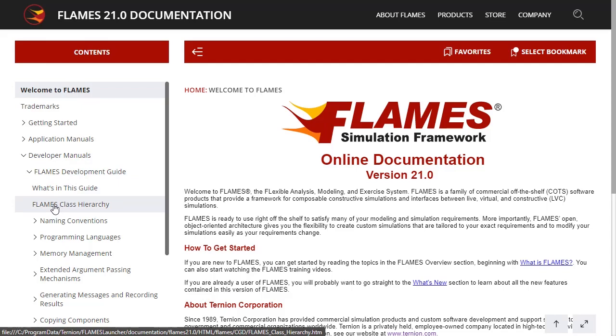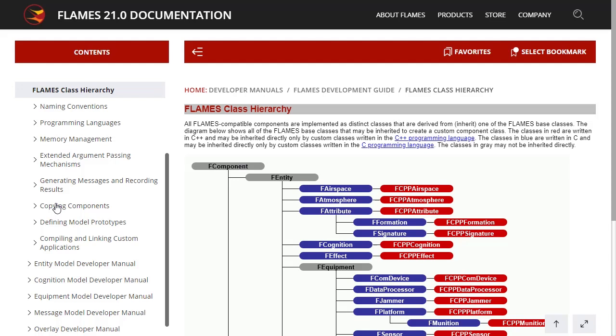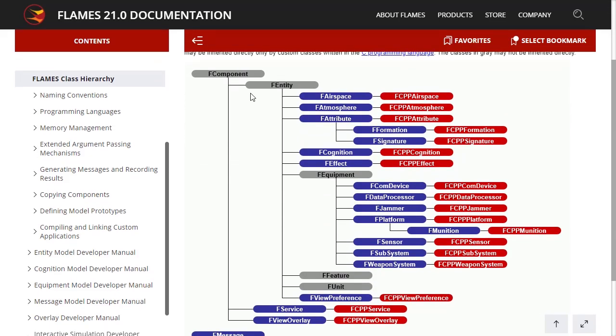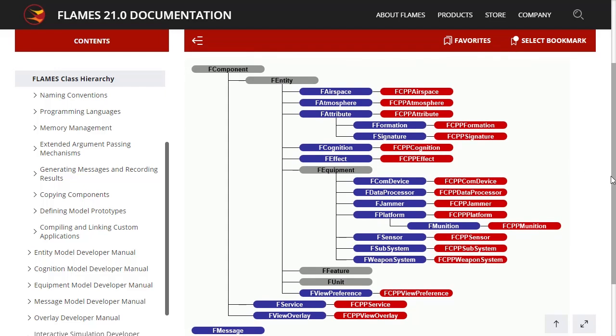So I'm going to look at one of the first topics in the Flames Development Guide that talks about the Flames class hierarchy. So here it is. What you have here on the left-hand side are the more abstract classes, and the classes get more specific as you move to the right. So normally this would be top-down, but because of the number of classes that we have to display here, it's easier to fit on a page if we have it going from left to right.